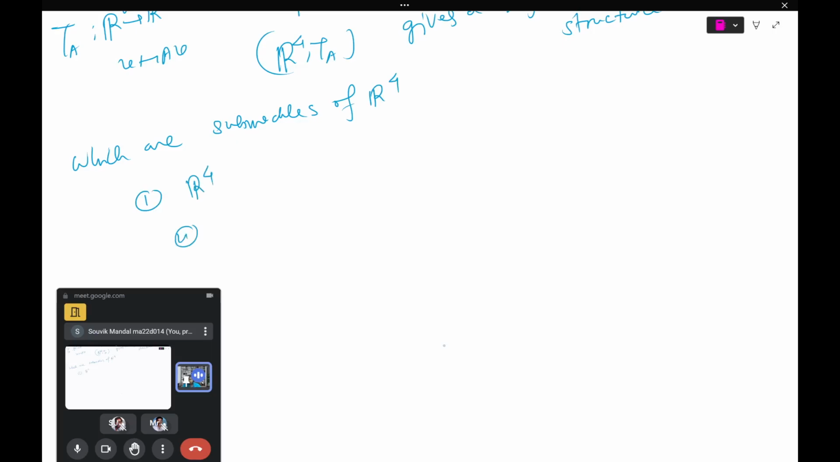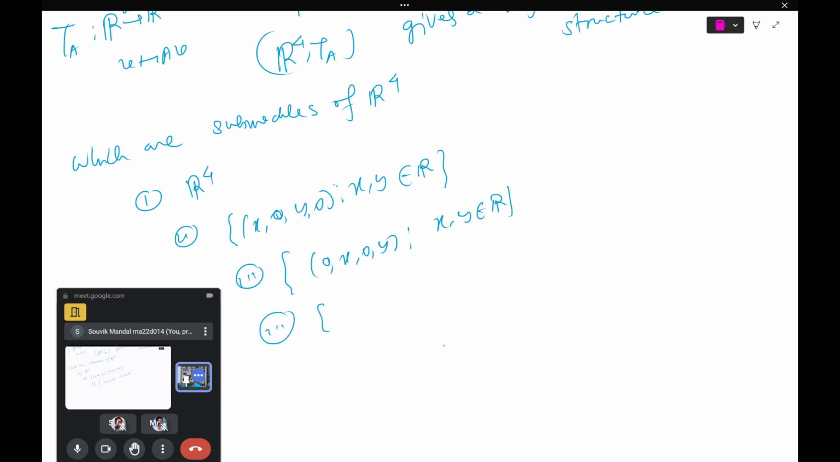Full R^4, or the set of (x, 0, y, 0) where x, y belong to R, or the set of (0, x, 0, y) where x, y belong to R, or the set of (x, y, z, 0) where x, y, z belong to R.